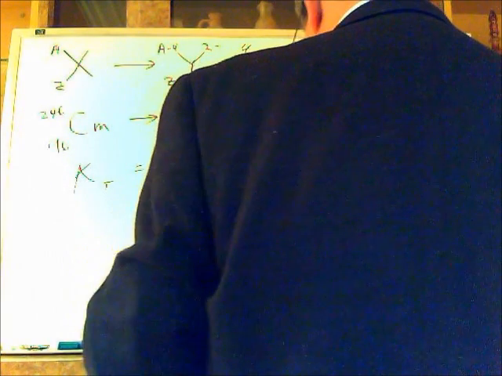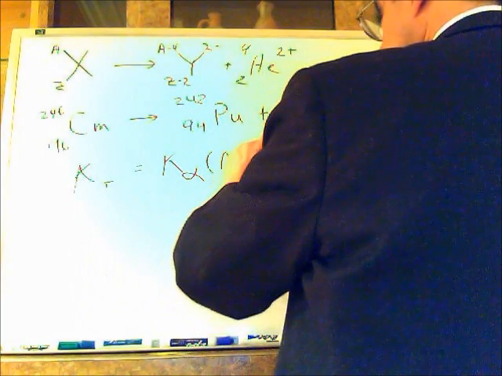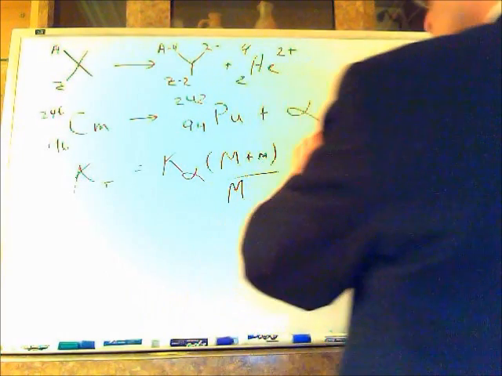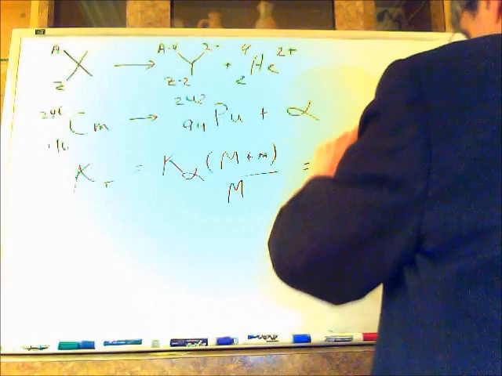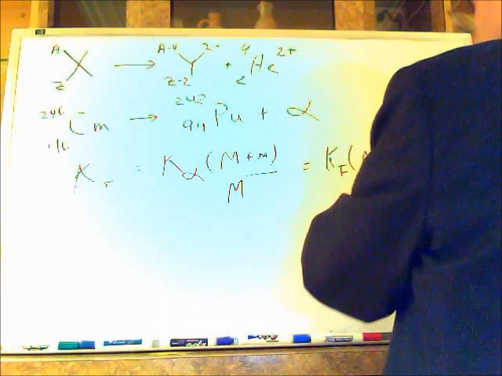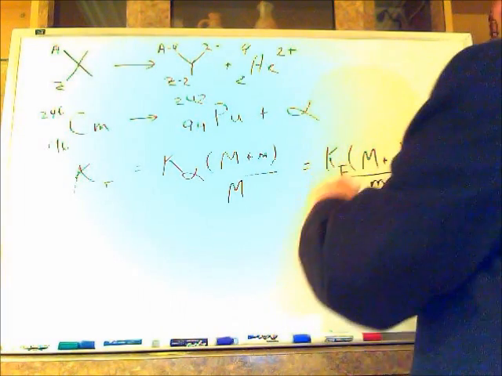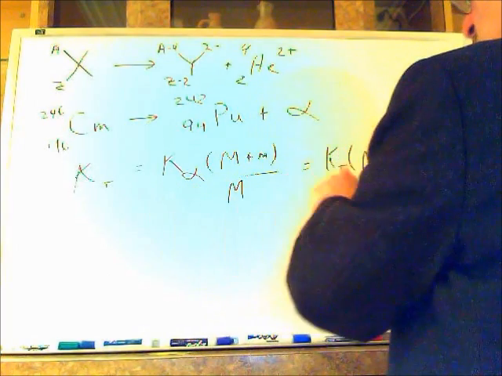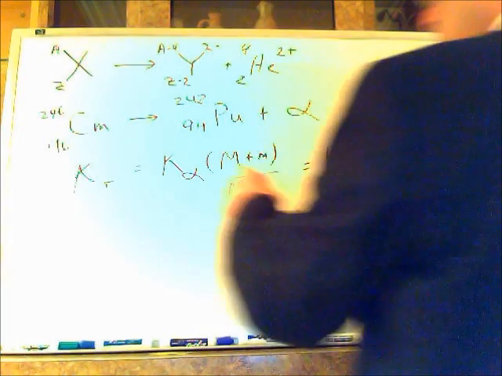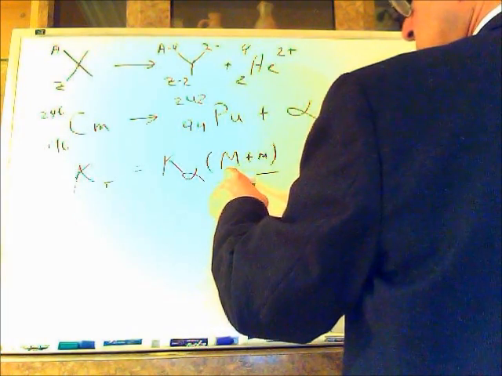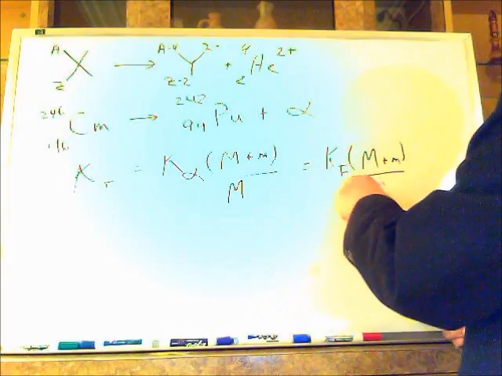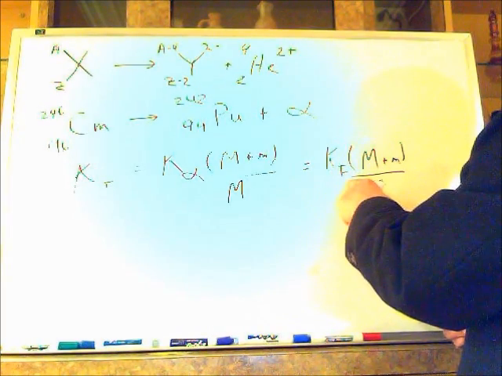So that's k sub alpha times capital M plus little m, over capital M. And then that's going to be equal to k sub f times capital M plus little m, this time over small m. So this is the kinetic energy of the alpha particle. This is the kinetic energy of the fragment, which is the daughter particle. This is the mass of the daughter, the mass of the alpha, and again, you've got the same thing over here, but now you've got the kinetic energy of the daughter.